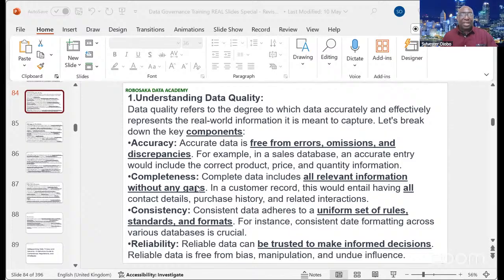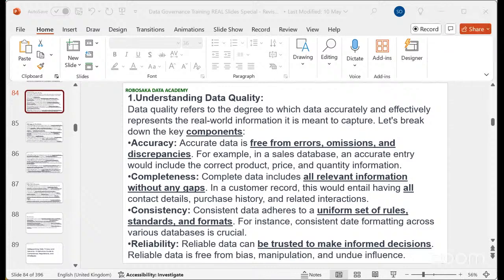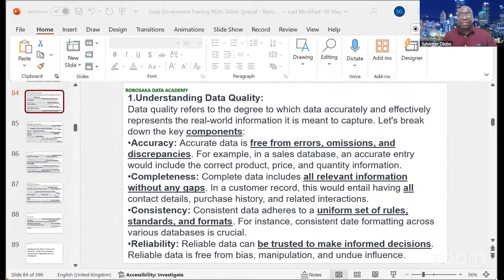What about completeness? What does it really mean? Complete data includes all relevant information without any gaps. All relevant information without any gaps. Can somebody give me an example of it? Doctor, you said data completeness, right? Yes, please. An example of it.